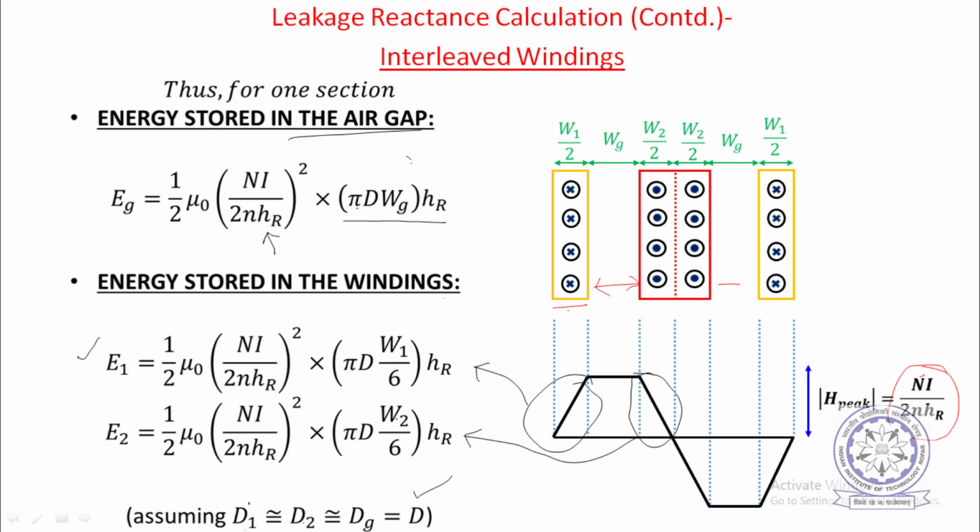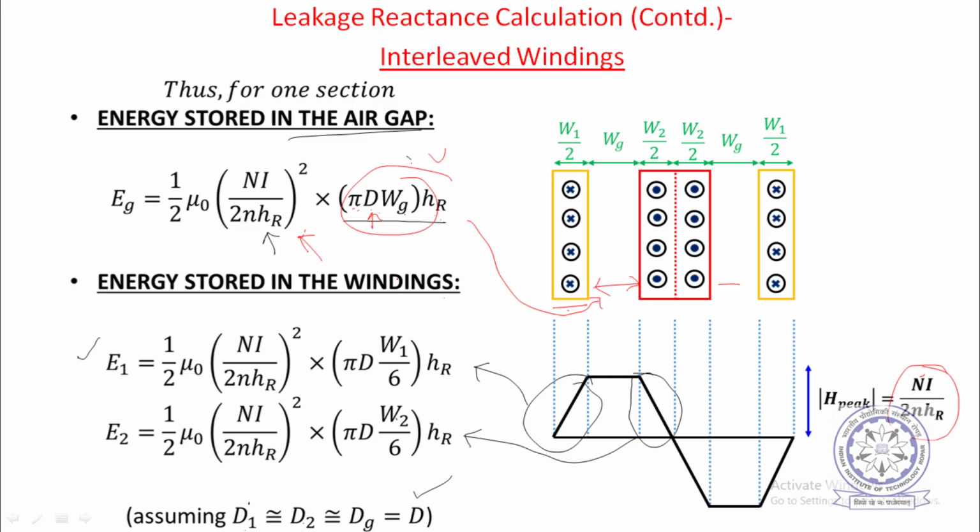So here again pi d, where d is the mean diameter of the winding. Wg is the axial air gap width. HR is the radial effective Rogowski width, you can say. So pi d Wg HR corresponds to the volume, and half mu naught H square is the energy density per unit volume. So volume into energy density is the value in one of the air gaps.